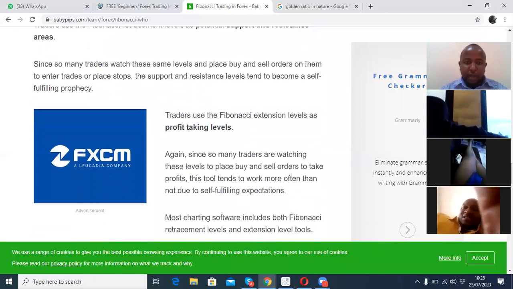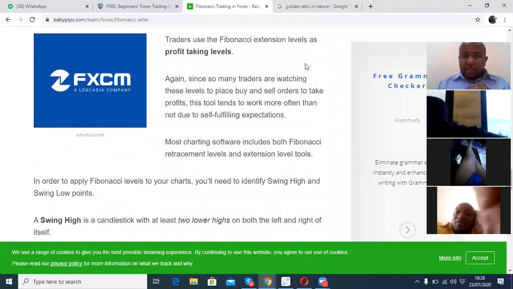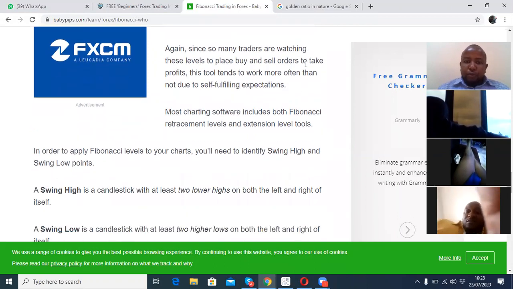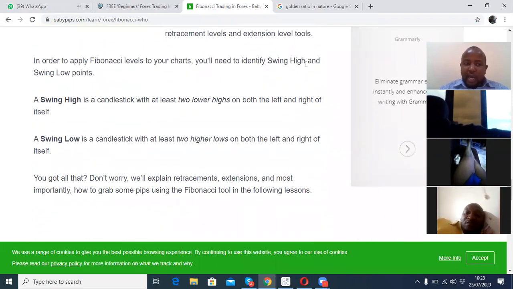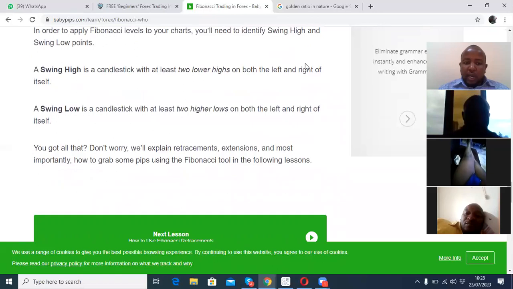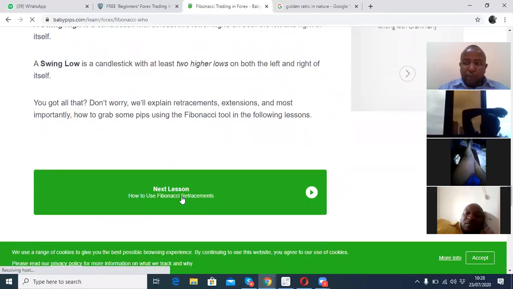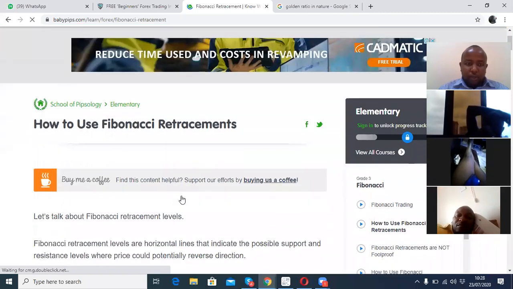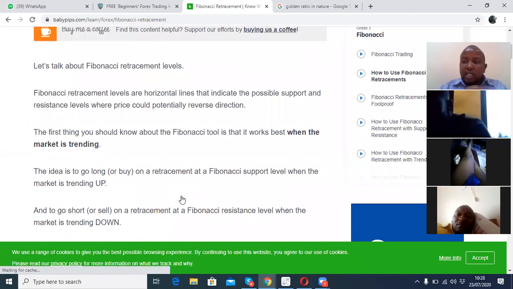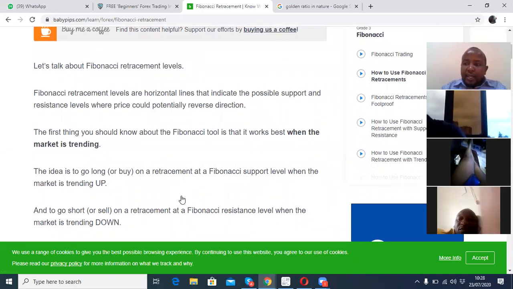Let me continue. Since so many traders are watching these levels to place buy and sell orders to take profit, this tool tends to work more often than not due to self-fulfilling prophecy. We'll look at the swing high and swing low. We will always look at two. Let me show you how we use it as retracement. A minute, let me guide you. Mostly we are looking when the market is trending.